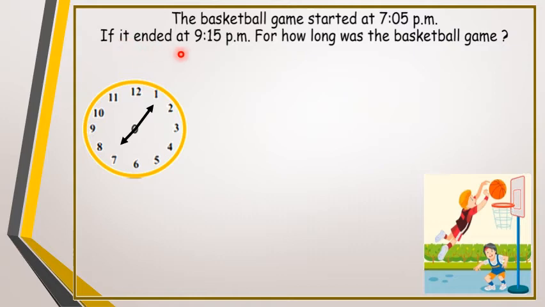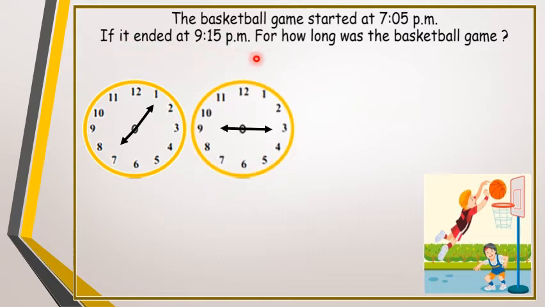If it ended at 9:15 p.m., for how long was the basketball game? So I want to calculate the elapsed time between these two clocks. I started at 7:05 and finished at 9:15.